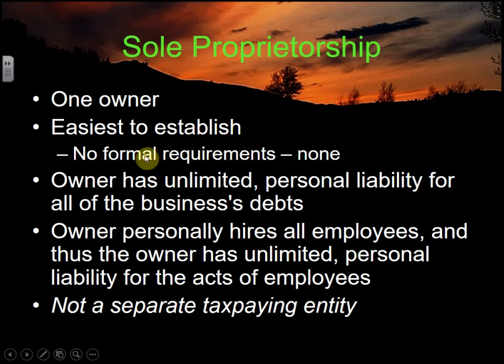Owner has unlimited personal liability, though, for each of the business's debts, and that's why a lot of people like to get away from sole proprietorships. When you're a poor college student that gets done with college, and you've got $20,000 in student loans, and your only asset is a 1996 Honda Accord, it probably doesn't matter, right? You're not too worried about getting sued. What are they going to take, your 1996 Honda Accord, right?